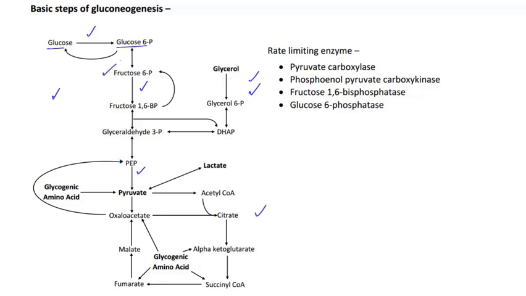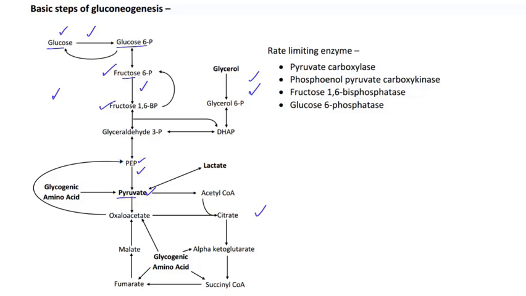Then fructose 6-phosphate also can convert it into fructose 1,6-bisphosphate, and phosphoenol pyruvate can also be converted into pyruvate. But glucose 6-phosphate cannot be converted into glucose. Fructose 1,6-bisphosphate cannot be converted into fructose, and pyruvate cannot be converted into phosphoenol pyruvate.